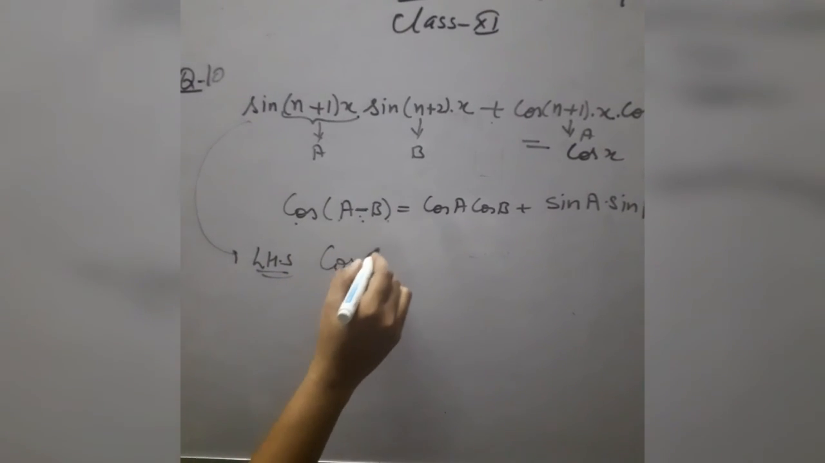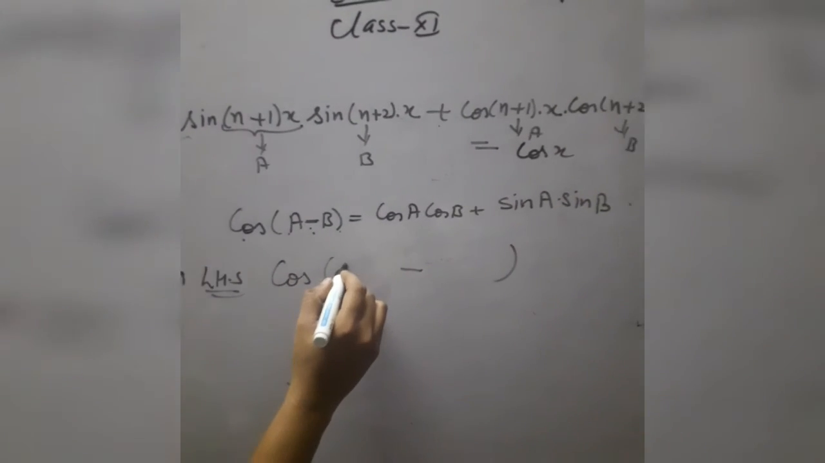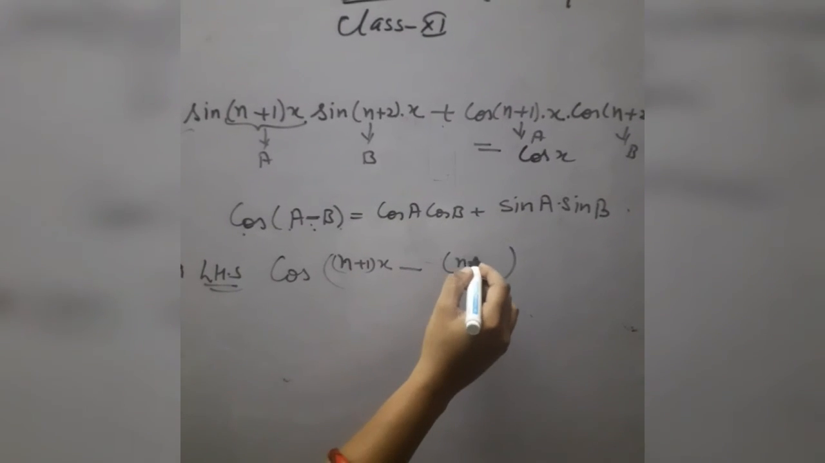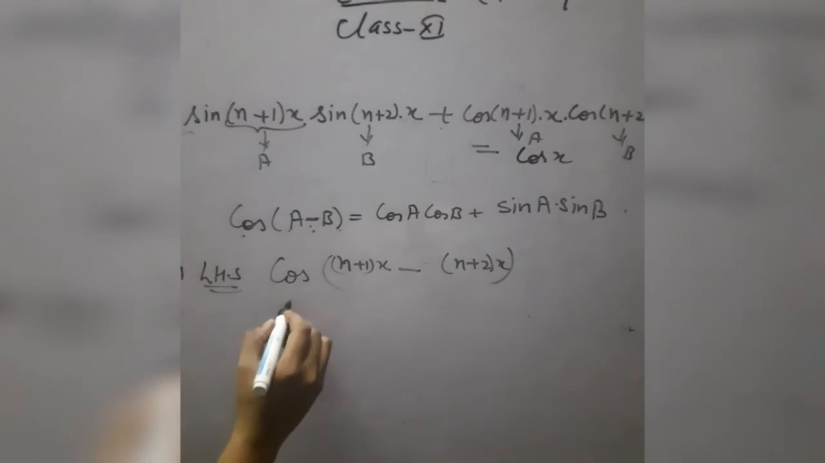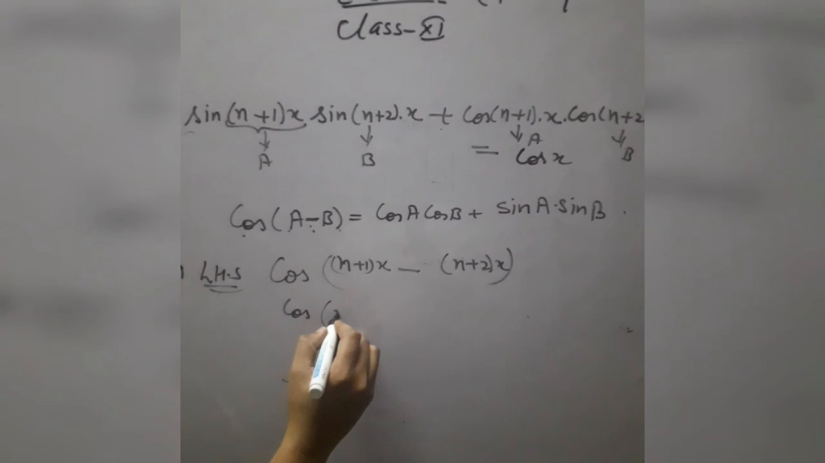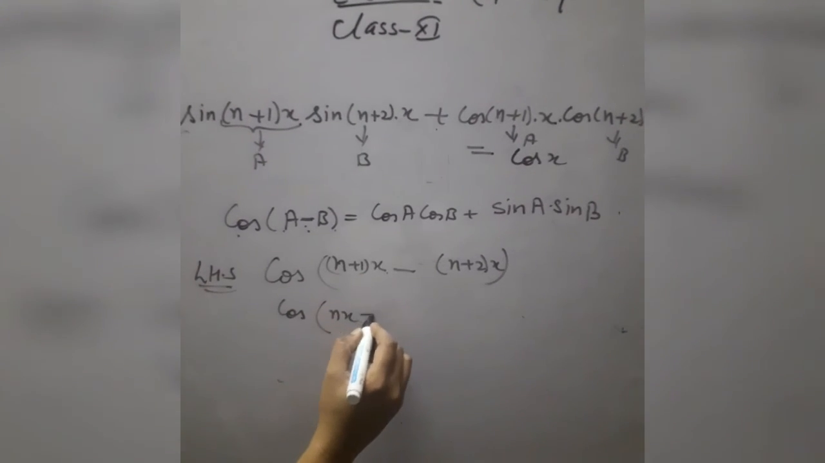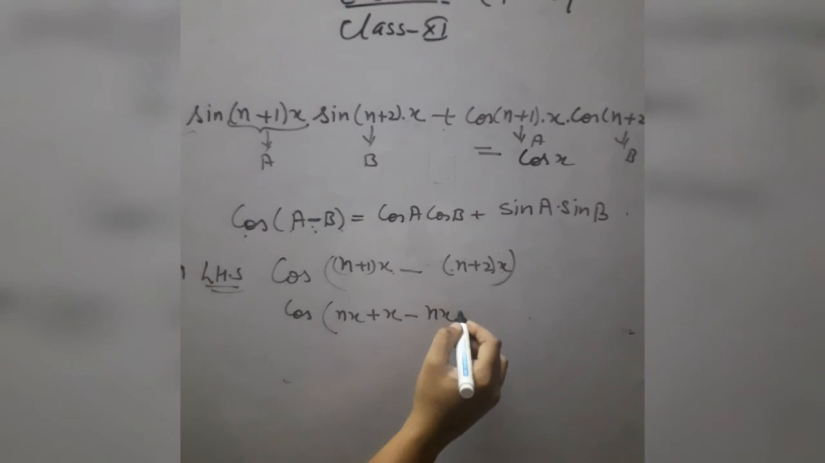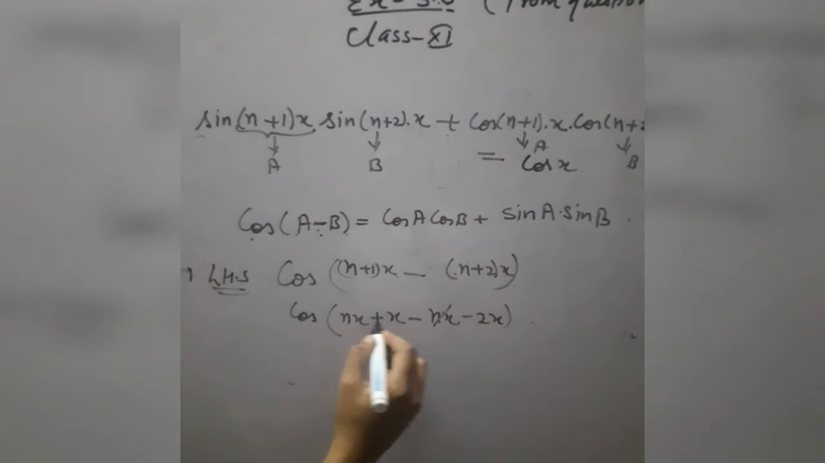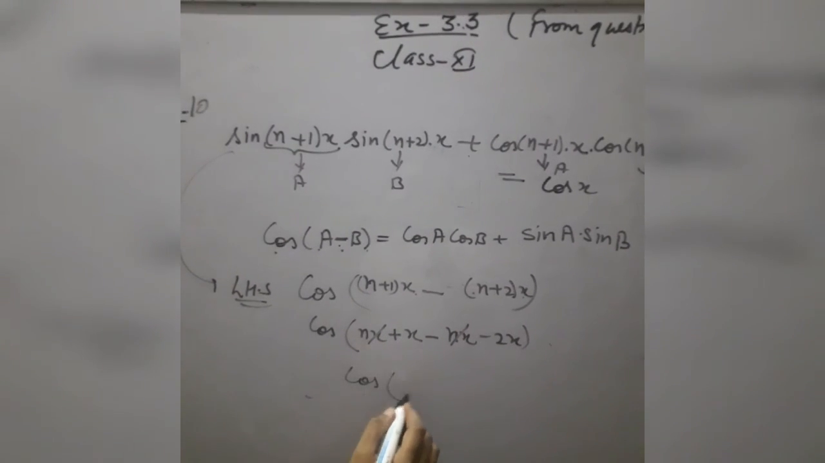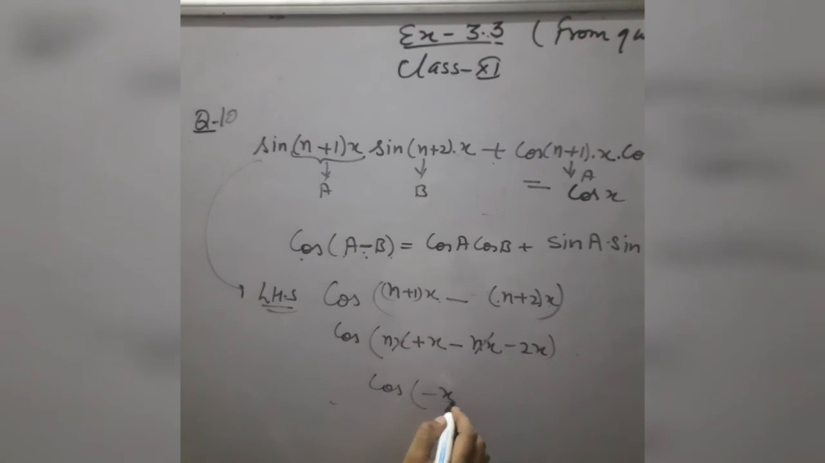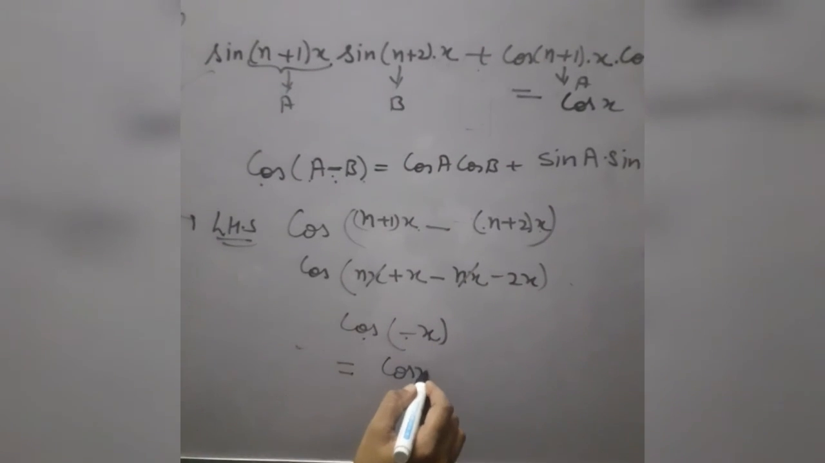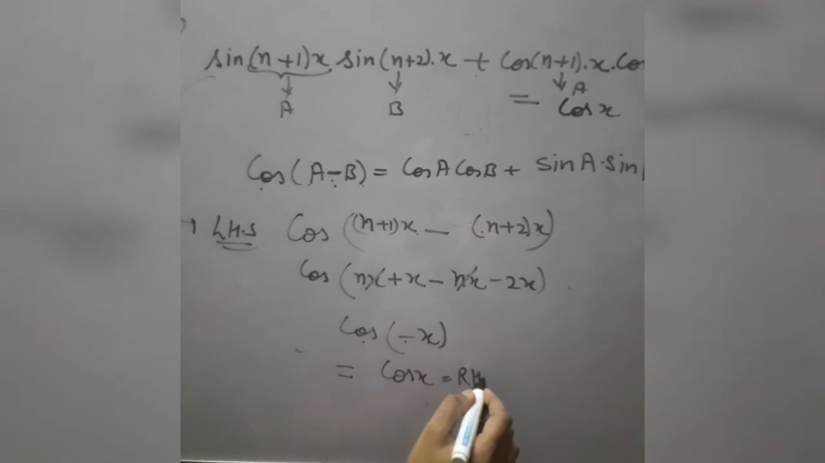What is a? Angle a is (n plus 1)x. What is b? Angle b is (n plus 2)x. Now simplify this: nx plus x minus nx minus 2x. Nx is cancelled with nx, and it becomes cos(minus x), and all of you know that cos of minus x is cos x. So this is equal to the right hand side.